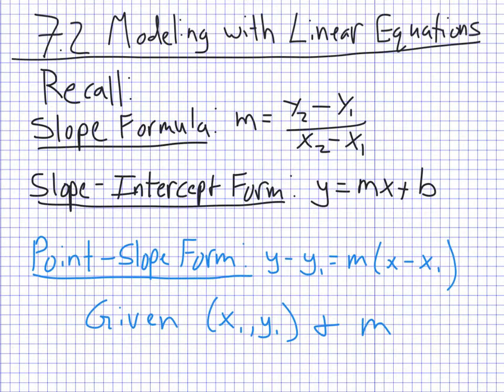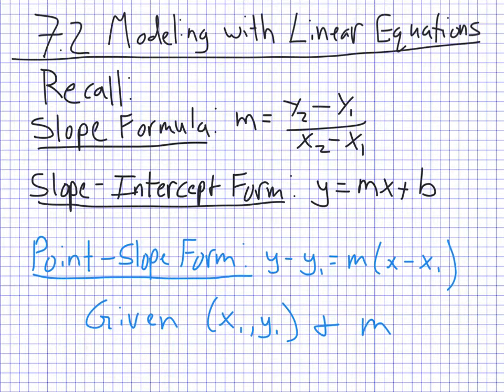Hello everyone, this is 7.2, Modeling with Linear Equations. Recall a couple formulas we talked about last time: the slope formula, which takes in 2 points and spits out just the slope, and the slope-intercept form, which is the form of an equation of a line that gives you the slope m and the y-intercept b.